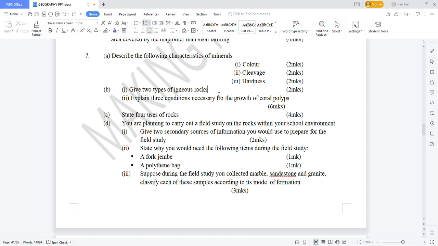Part B of question 7, give two types of igneous rocks. So types of igneous rocks. We have intrusive or plutonic rocks. Number 2, we have extrusive or hypabyssal rocks.